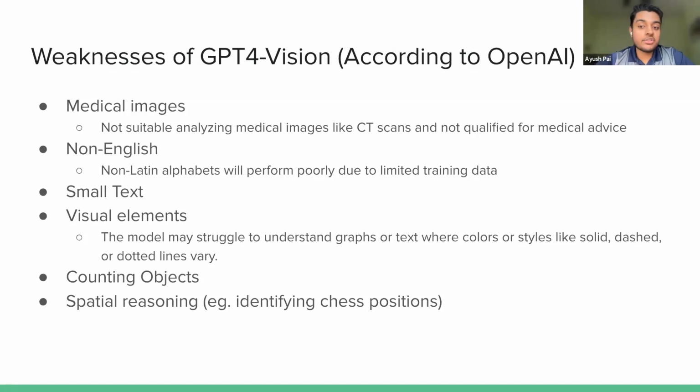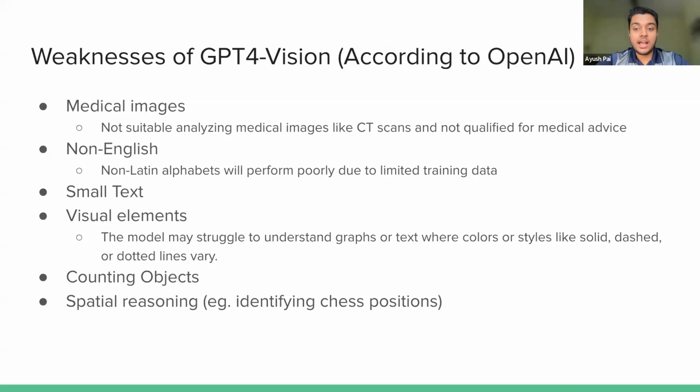Additionally, the model's proficiency with non-English languages, especially those with non-Latin alphabets, is another area of limitation. The training data for these languages is not as extensive, which can really result in reduced performance when recognizing and interpreting these languages. And when it comes to small text, the API as well faces a lot of challenges. The granularity required to decipher tiny fonts can sometimes be beyond the model's current resolution capabilities.